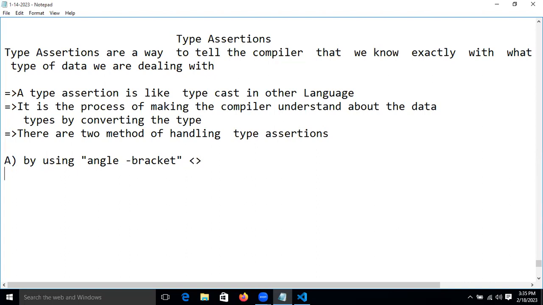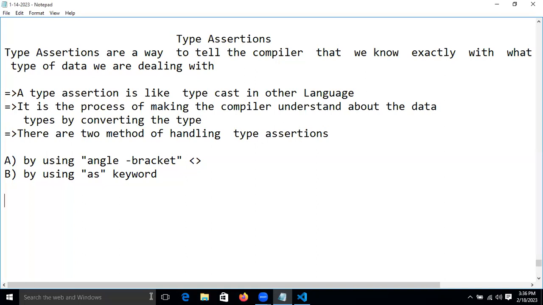Another one is by using the as keyword. This as keyword is what we will use frequently. We will not use the angle bracket one, because .NET developers are habituated to it, but some issues will be there, and we will not deal with those issues in programming. So that is the reason we will use this one only.